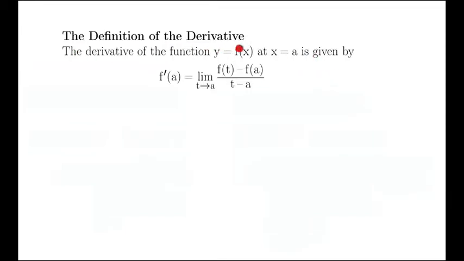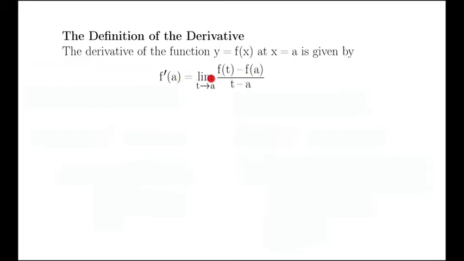The definition of the derivative. In particular, we're going to look at the definition of the derivative at a point. We take a function y equals f of x, and a point x equals a will be a given number. This is the derivative. This symbol right here is a prime symbol. This is read f prime of a, and it is the derivative of the function f at the value a.